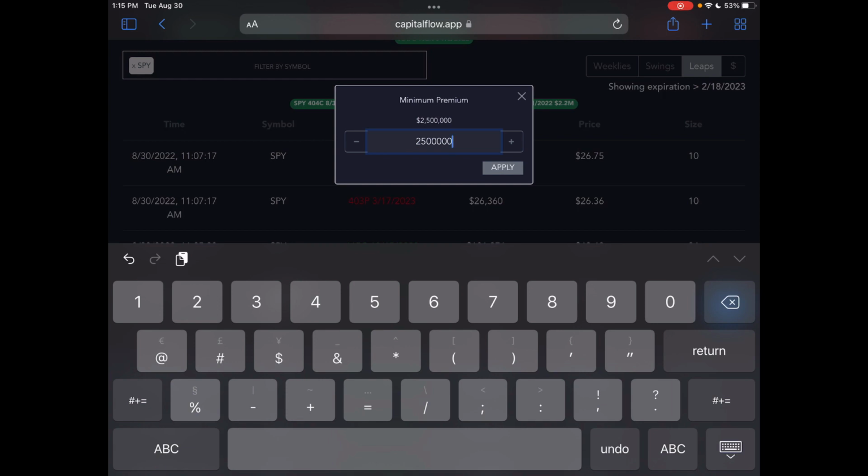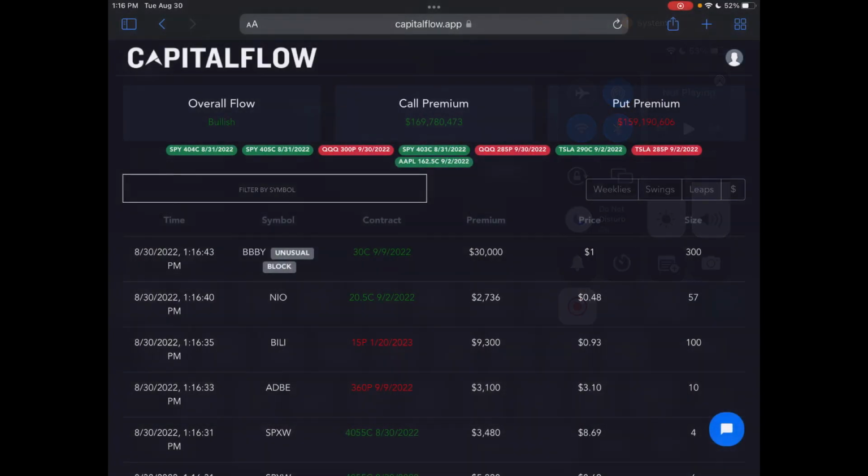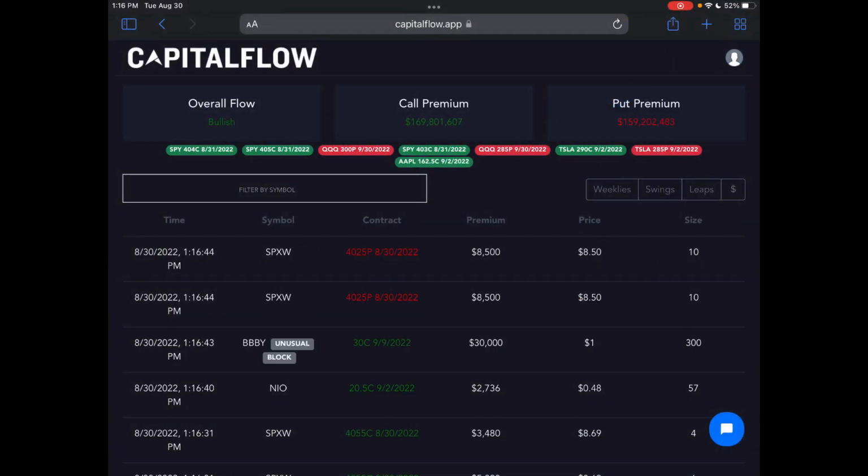So I'm actually going to explain a little bit later how you can really use this minimum premium filter depending on what type of tickers you're looking to trade. All right, so now that I've gone over all the buttons and features at the top, I'm going to get into the last section, which is actually the orders themselves.